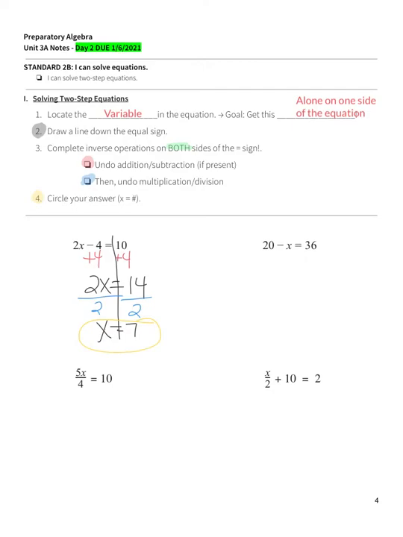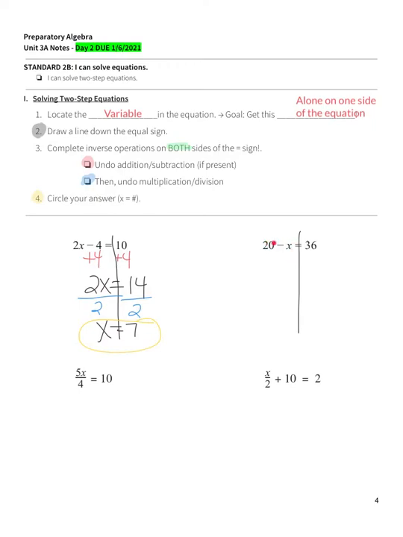Let's try another example. Here we have 20 minus x is equal to 36. My first step is to find the variable right here. Second step is to draw a line down the equal sign. Third step is to complete inverse operations on both sides. This question is unique because it does not have any multiplication or division, but it does have a variable that's being subtracted. When you see that, you can see we have this plain number right here, 20. We want to get rid of this because we're trying to get the variable on one side of the equation by itself.